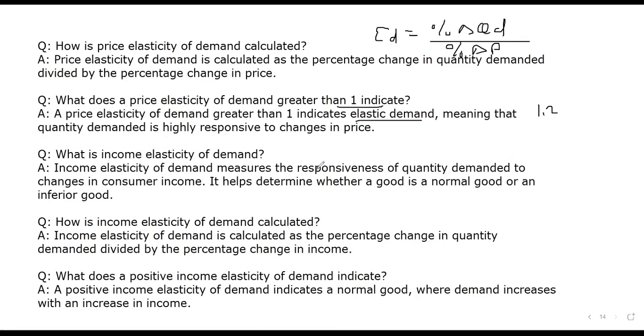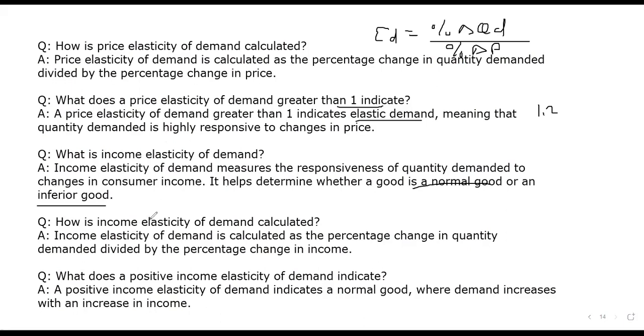This is simply the measure of responsiveness of quantity demanded due to changes in consumer income. It helps us determine whether the good is a normal or an inferior good. So how do we know that it is a normal good? If we have a positive elasticity of income. How do we know it's an inferior good? We have a negative. All right.